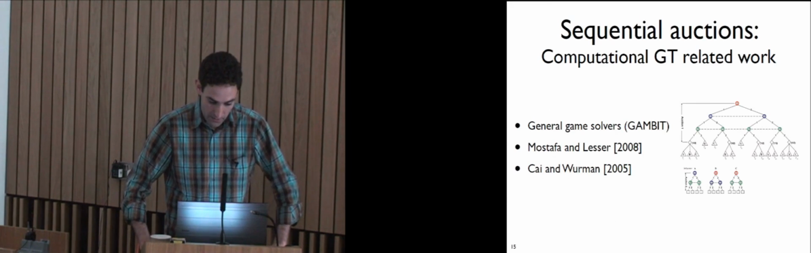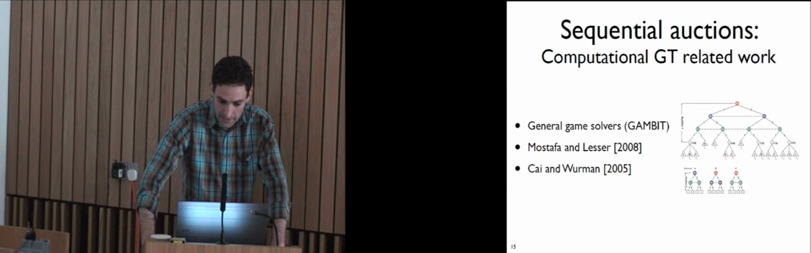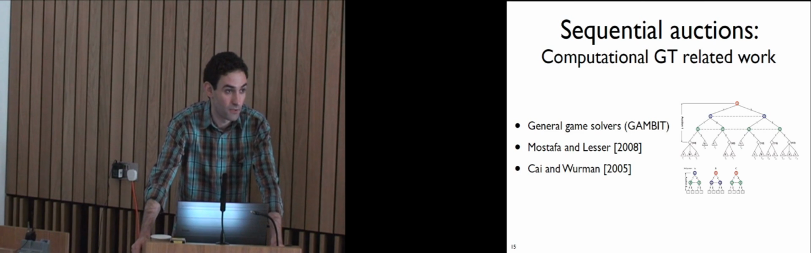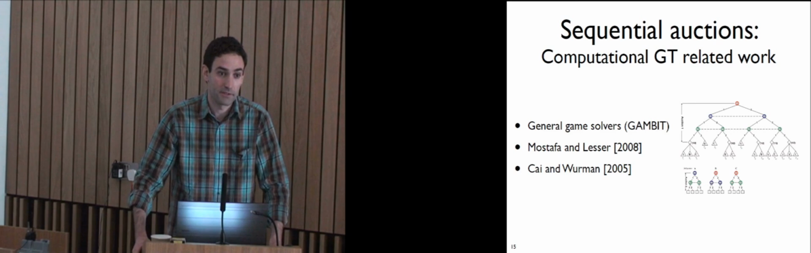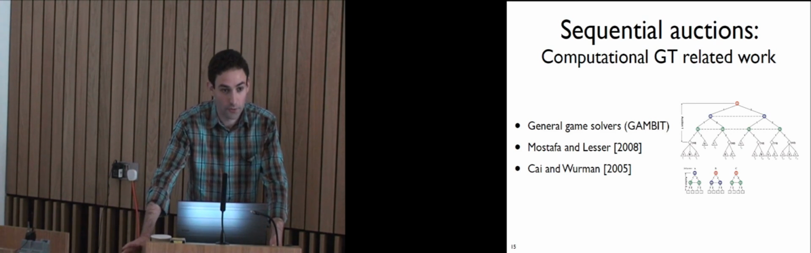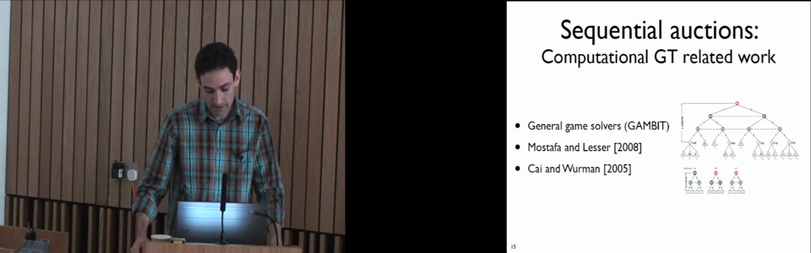There was also a lot of work in computer science. And well, there is the general purpose game solver Gambit. But when you talk about sequential games or extensive form games of incomplete information, the representation of the game is just enormous. So general purpose game solvers cannot handle it.